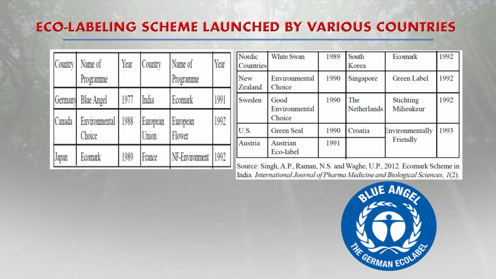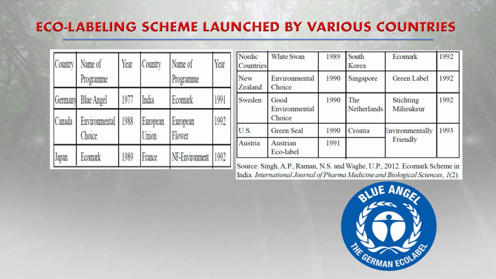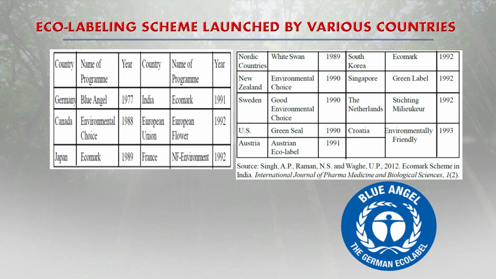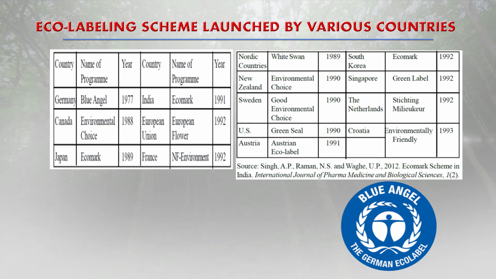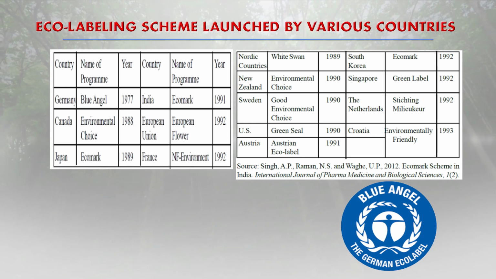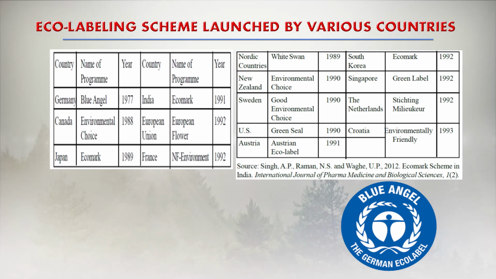In India, we have the Eco Mark which came up in 1991. In the same way, the European Union had the European Flower which came up in 1992, and so on. In the US they have the Green Seal, in Sweden Good Environmental Choice, in New Zealand Environmental Choice, and in Singapore the Green Label. In the Netherlands they have another label, and in Croatia Environmentally Friendly. All this came up in the 1990s in most places, but Germany was the first to come up with its eco label.